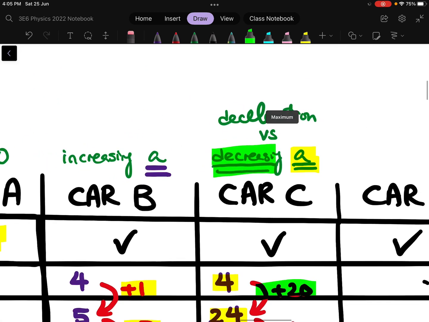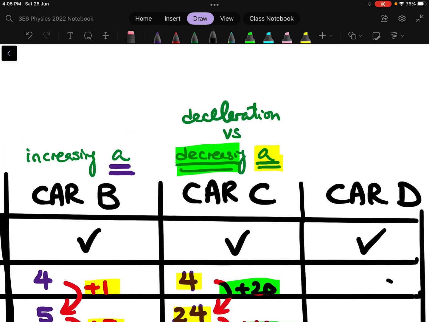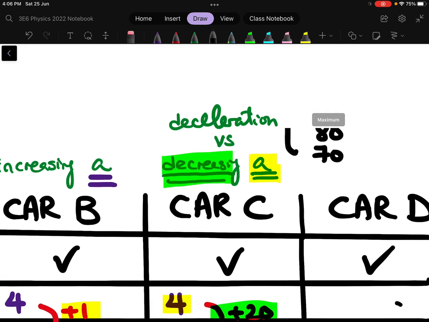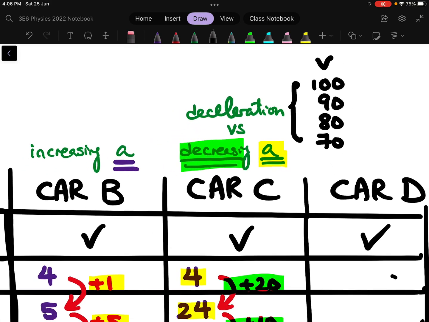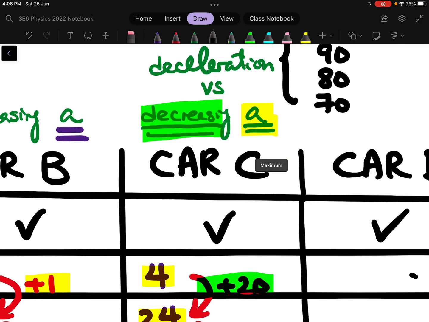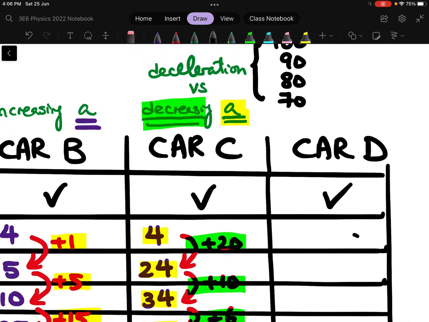And it is very different from deceleration, right? Because if it is a deceleration case, then the velocity will be changing from maybe 100 to 90 to 80 to 70. You can see that the V actually gets lesser and lesser. So there's a difference between deceleration and decreasing acceleration. The main difference is that deceleration is slowing down. With decreasing acceleration, the object is still speeding up, but it is speeding up at a slower rate.